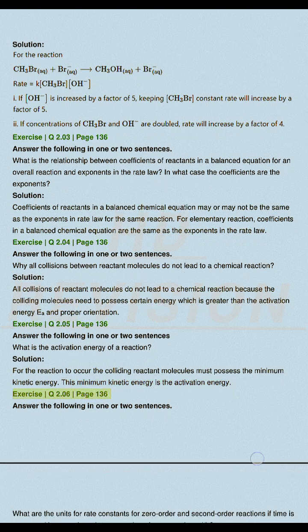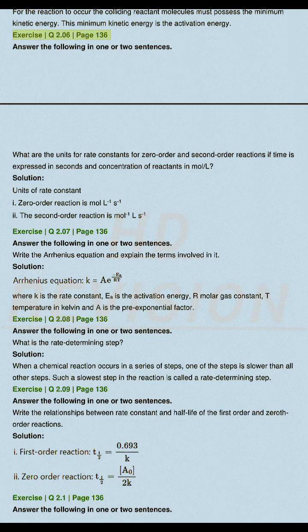Exercise Q 2.06, page 136. Answer the following in one or two sentences. What are the units for rate constants for zero-order and second-order reactions if time is expressed in seconds and concentration of reactants in mole per liter? Solution. Units of rate constant: i. Zero-order reaction is mol L^-1 s^-1. ii. Second-order reaction is mol^-1 L s^-1.